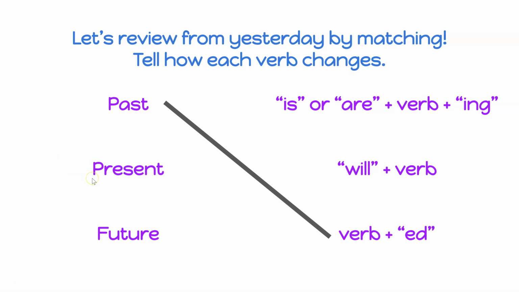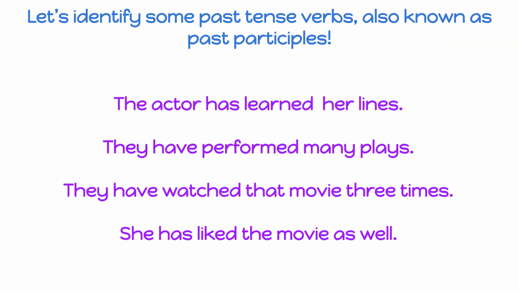What about present tense? You got it. You use the linking verbs is or are and add ing to the end of the verb. Now finally, future tense. You got it. We use the linking verb will. Great job, boys and girls. What a great review.